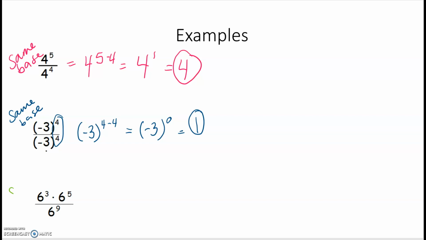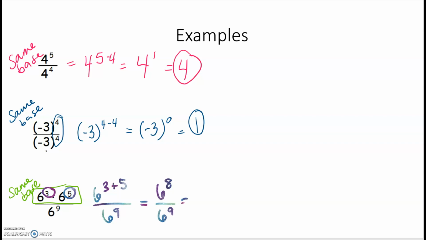Okay, last one on this page. Everybody see that I have the same base here? They're all 6s, but I've got more than 1 on top and 1 on bottom. So what I have to do first is figure out how to combine the top. Okay, so remember when there's no parentheses, but my bases are the same, I add those exponents. So that's like 6 to the 3 plus 5 power over 6 to the 9th. So this is 6 to the 8th over 6 to the 9th.